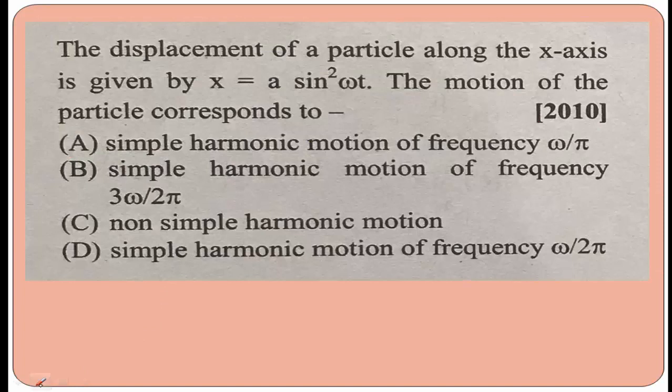Next problem. The displacement of a particle along the x-axis is given by x is equal to a sine square omega into t. X is the displacement of the particle along the x-axis, A is the amplitude. The motion of the particle corresponding to... We know the formula here: x is equal to a sine omega into t.